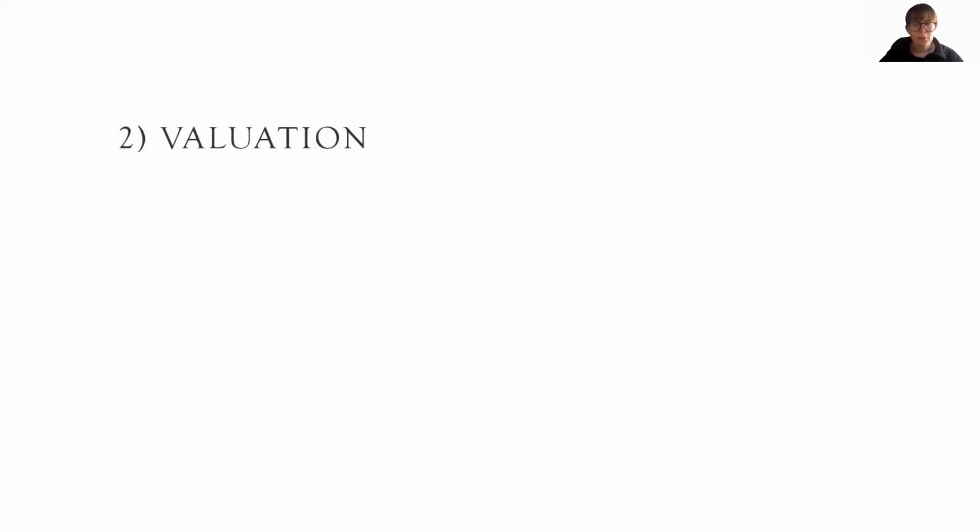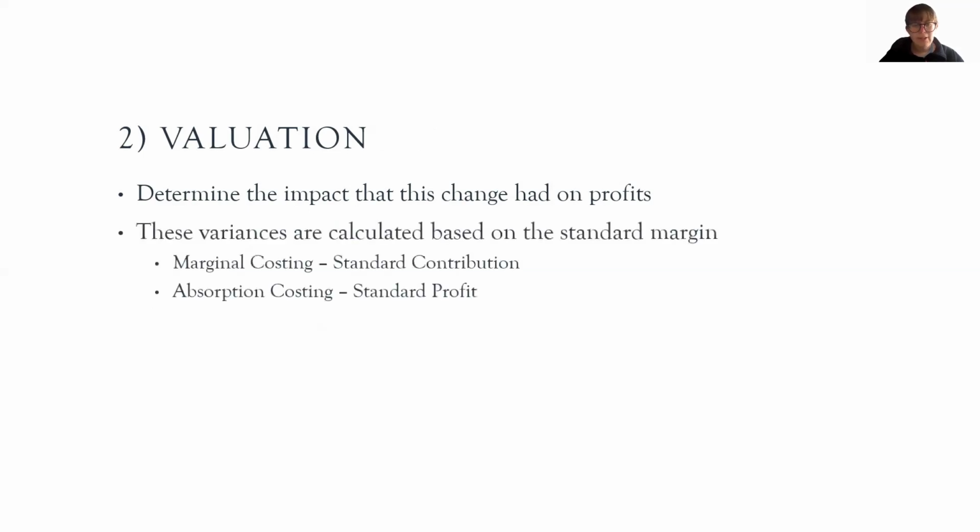Step 2 is to do a valuation. So this determines the impact that the change has had on its profits. And these variances are always going to be calculated using the standard margin. Be careful, because in marginal costing, this is going to be based upon standard contribution, whilst with absorption costing, it is going to be based on your standard profit figure.